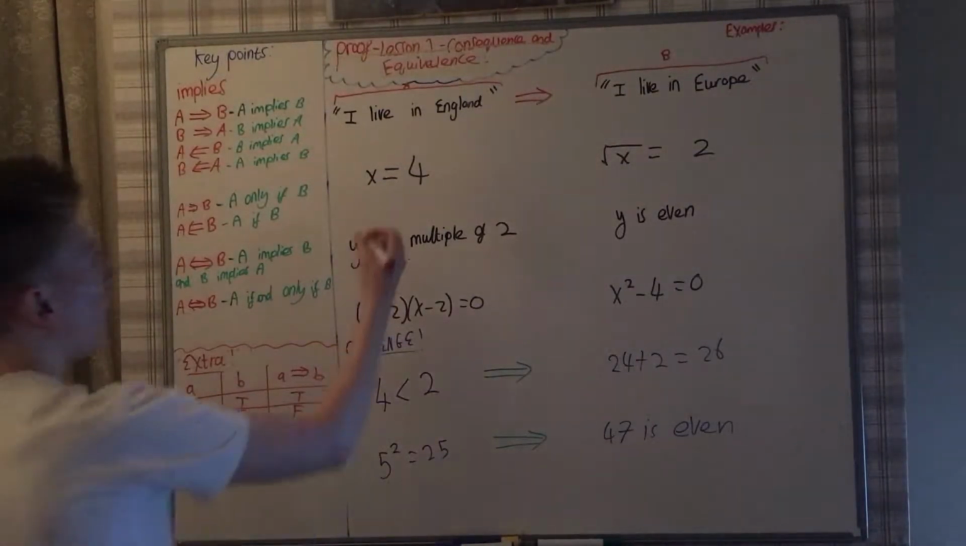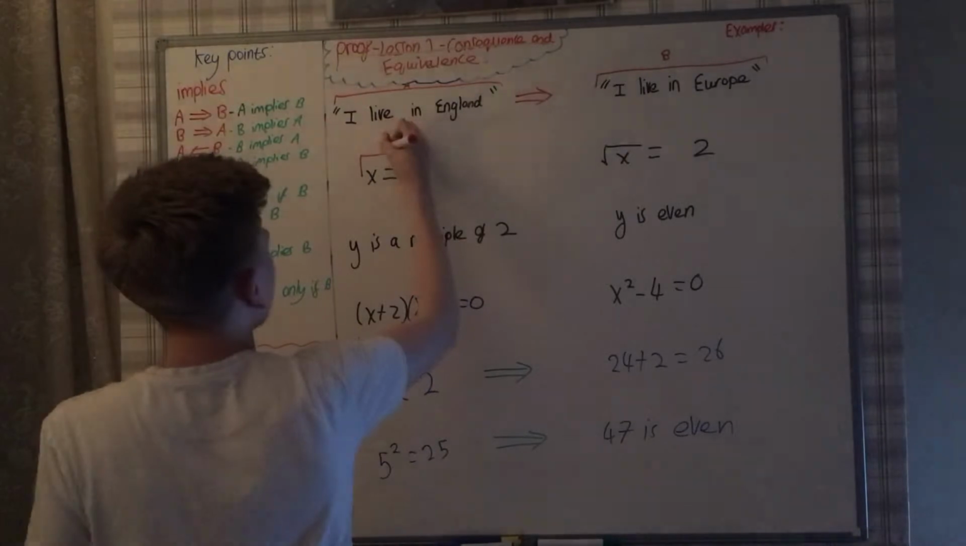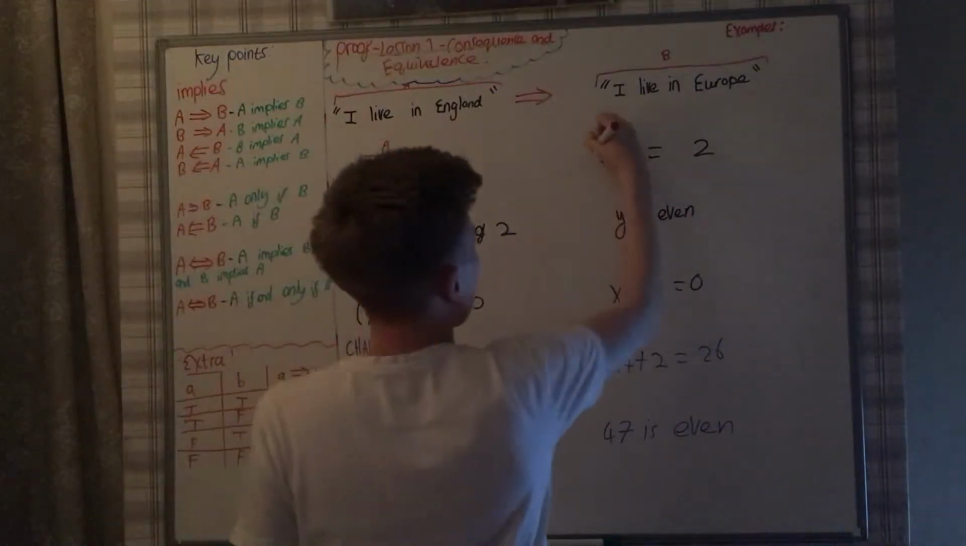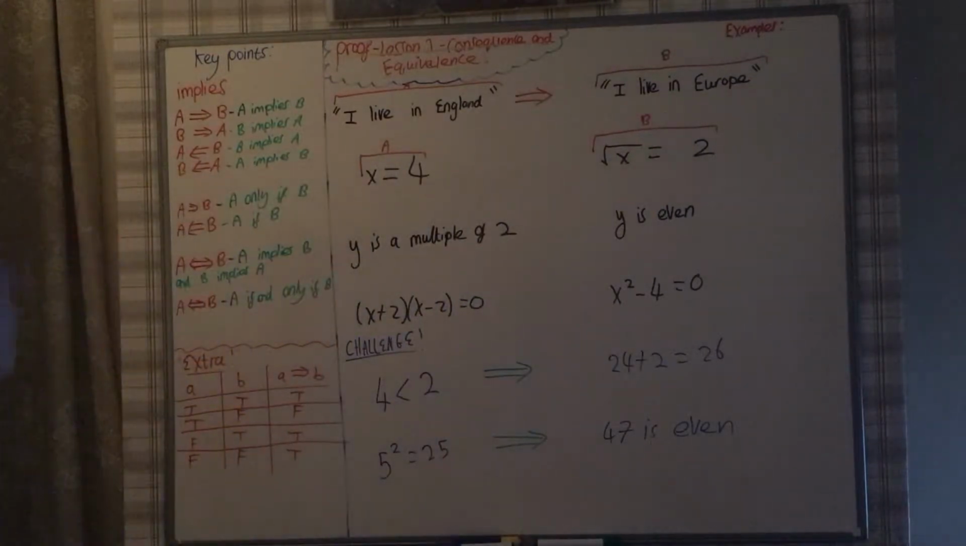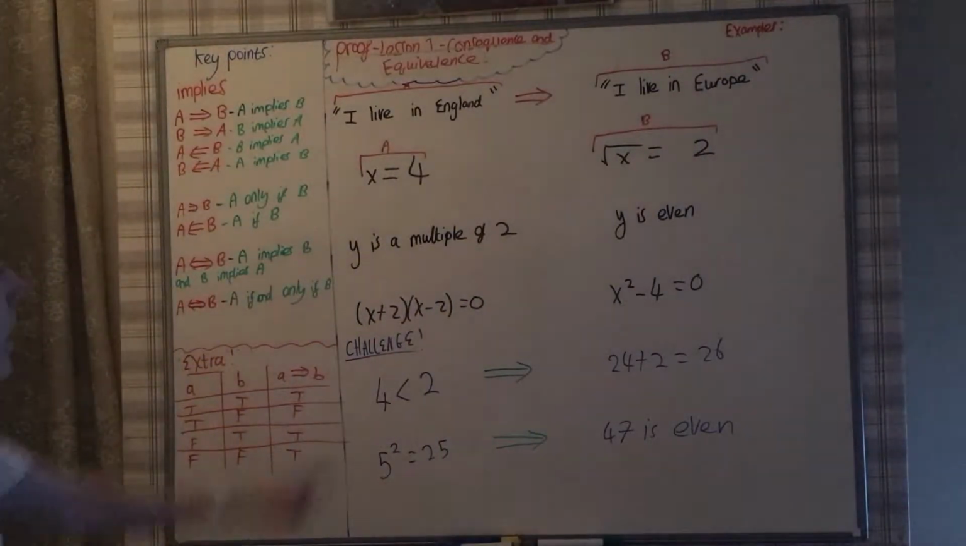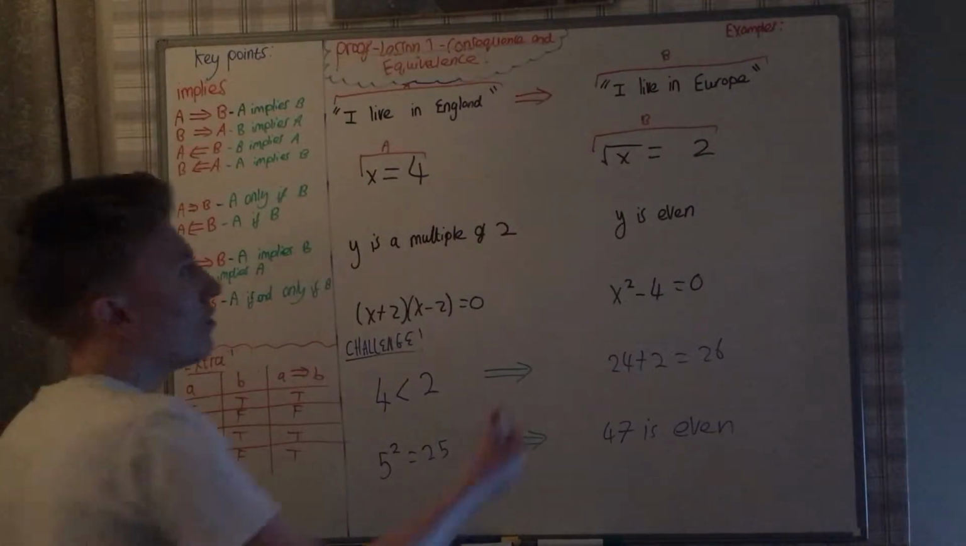The second one, statement A is that x is 4. Statement B is that the square root of x is 2. Which way does the arrow go? Well, if x is 4, does that imply that the square root of x is 2?